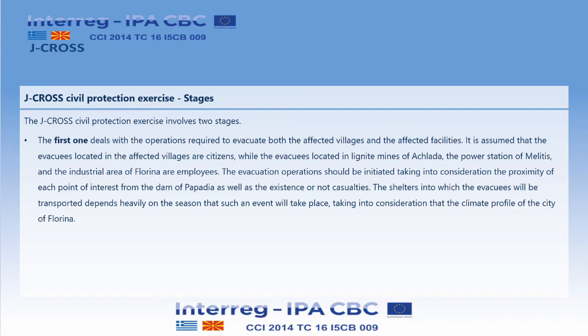The first one deals with the operations required to evacuate both the affected villages and the affected facilities. It is assumed that the evacuees located in the affected villages are citizens, while the evacuees located in the lignite mines of Aklada, the power station of Melodis, and the industrial area of Florina are employees. The evacuation operations should be initiated taking into consideration the proximity of each point of interest to the dam of Pelagonia as well as the existence or not of casualties. The shelters into which the evacuees will be transported depend heavily on the season in which such an event will take place, taking into consideration the climate profile of the city of Florina.